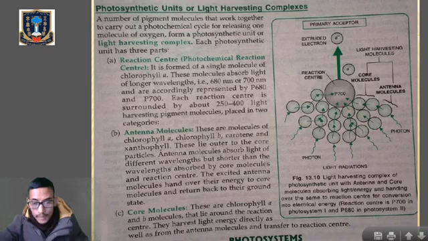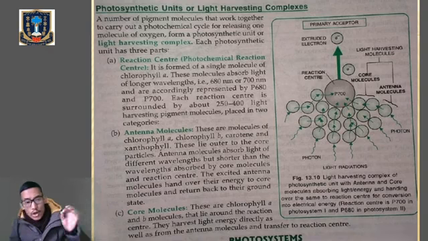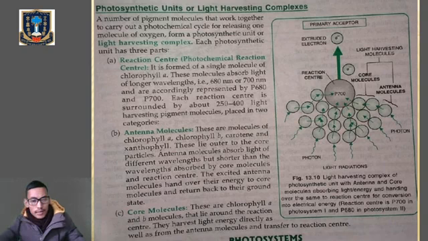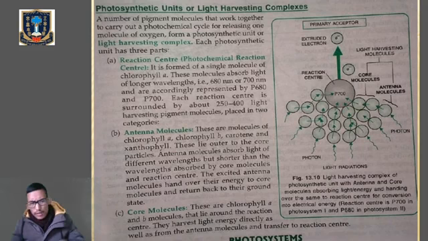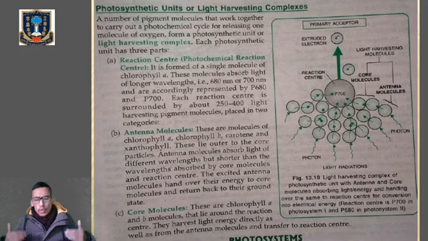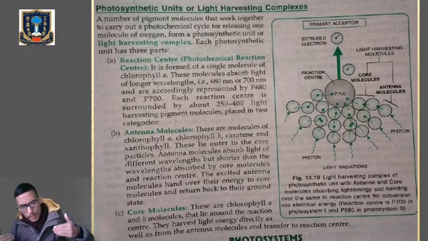13.11. Okay. Topic is photosynthetic unit or the light harvesting complexes. A number of pigment molecules work together to mainly release one molecule of oxygen. So we have different types of pigments working together to carry out the process of photosynthesis, to carry out the photochemical reactions to release the molecule of oxygen.